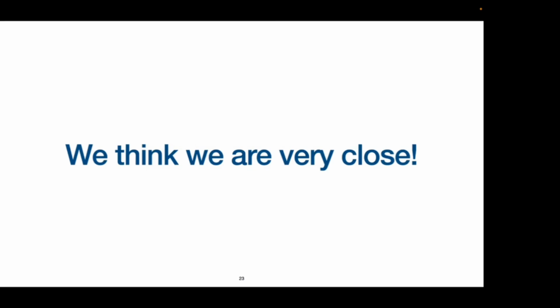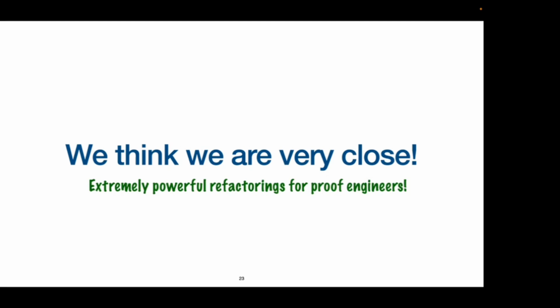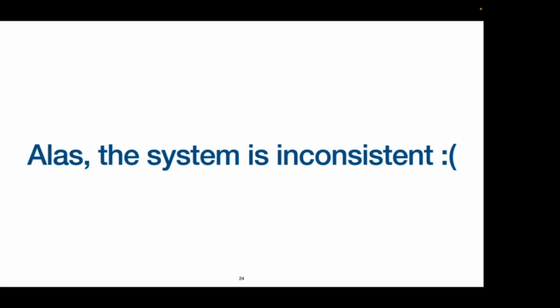So we think that we are very close with our system. We have an extremely powerful refactoring tool for proof engineers, where you can change the representation of any data or codata type which occurs in a proof, unless the system is inconsistent. And by inconsistent, I mean that every type is inhabited.